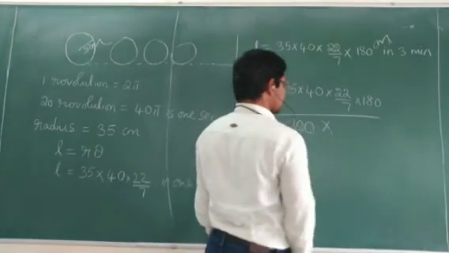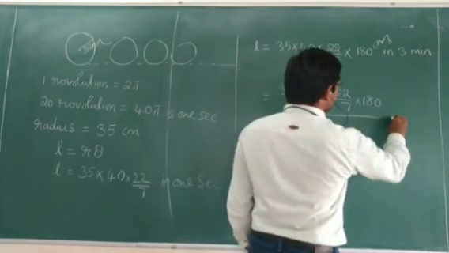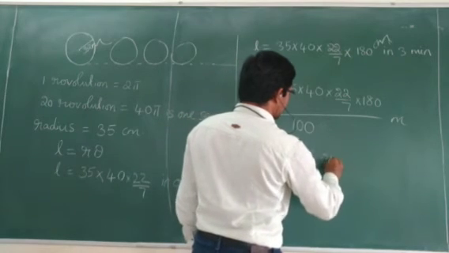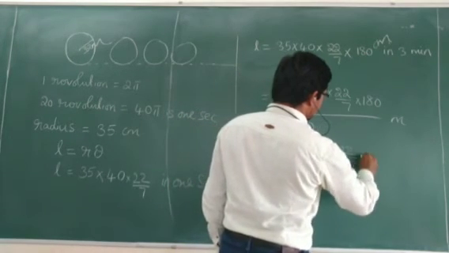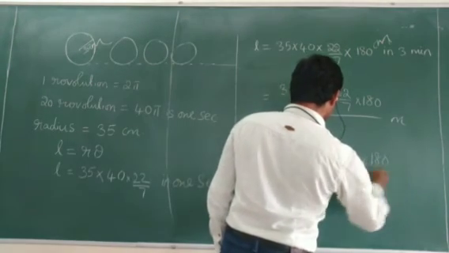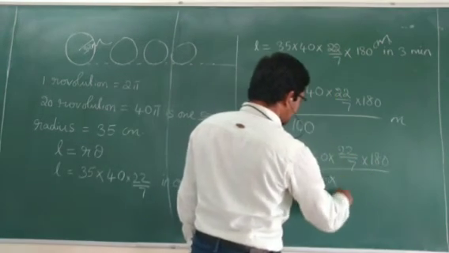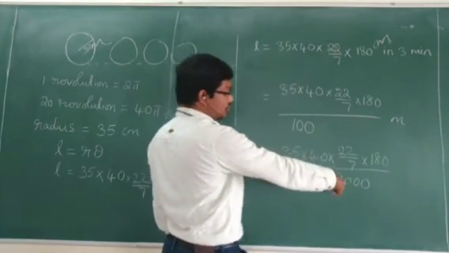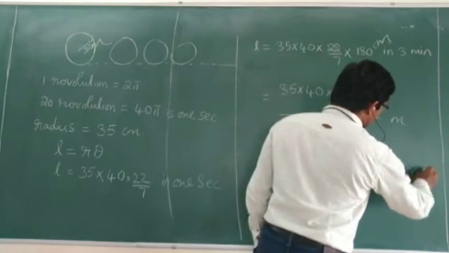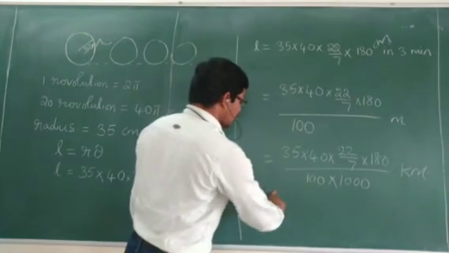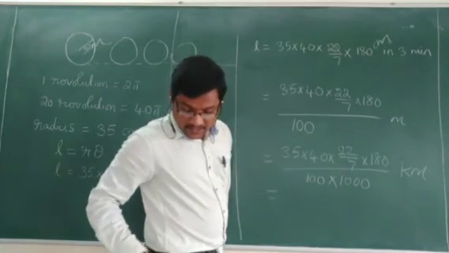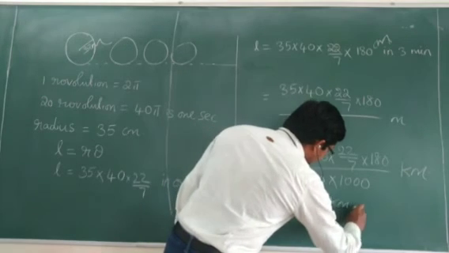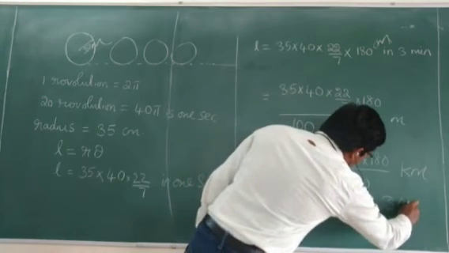So this is in meters. Now again the same thing, 35 into 40 into 22 by 7 into 180, divided by 100 into 1000. Now when I divide by 1000, this becomes kilometers. If you calculate this, the result will be 7.92 kilometers in 3 minutes.